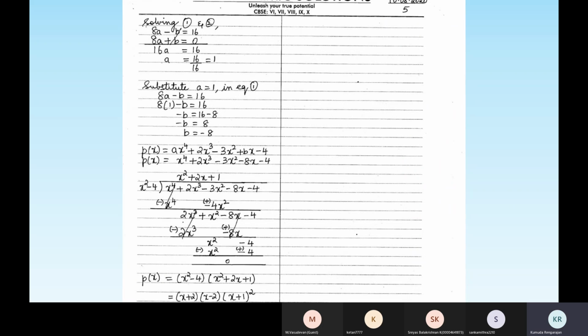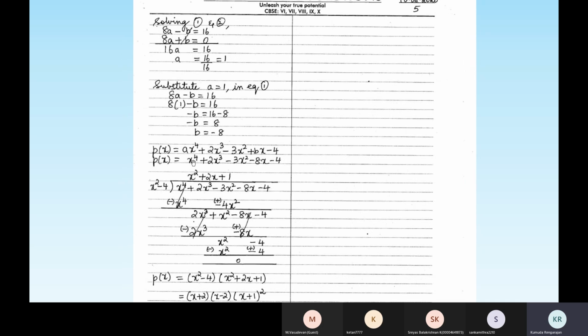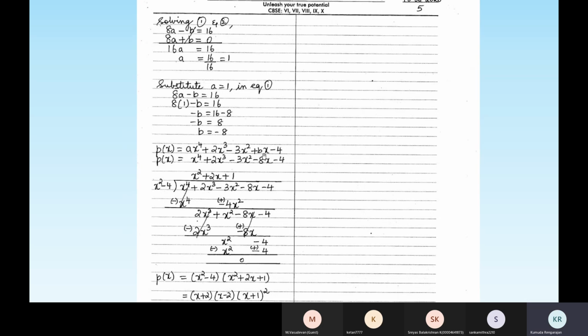So on solving the two equations, we get a is 1 and b is minus 8. And you can see we use the values of a and b in the polynomial, a x to the power 4. So 1x to the power 4, and b is minus 8, plus bx, minus 8x.